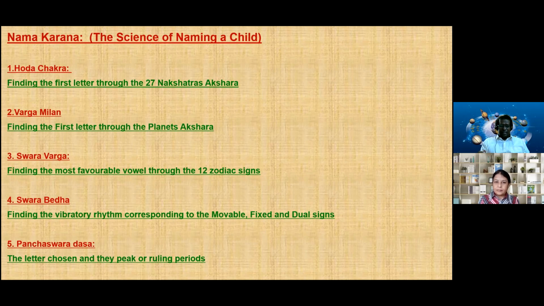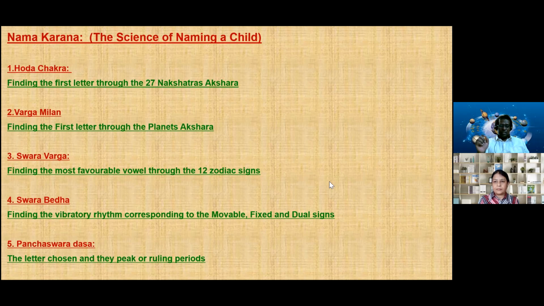After that there is something called the Swara Beda. A particular swara can have an importance for a fixed sign, mobile sign, or dual sign. Based on the chart, the horoscope and the rules, we search for the method of finding which is suitable for which particular sign. Then there's the Panchashwara Dasa. Each particular akshara has a particular longevity, a peak period or a ruling period, when it will peak or blossom forth. So naming is very important, as it has its own dasas.